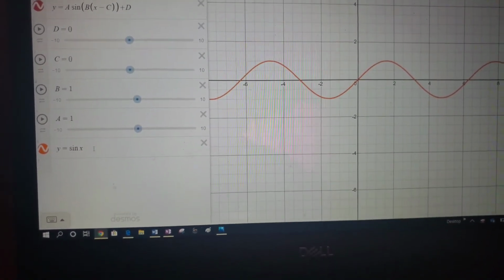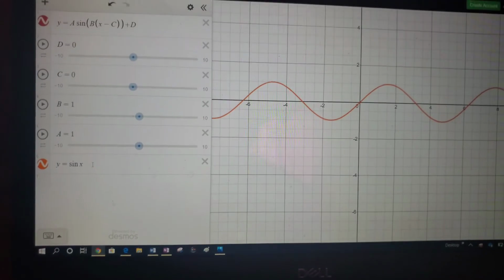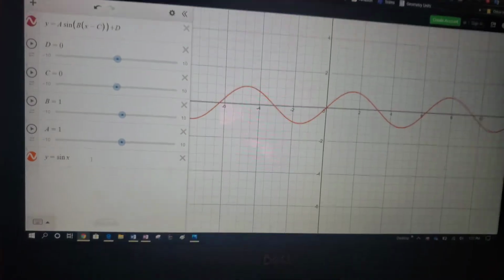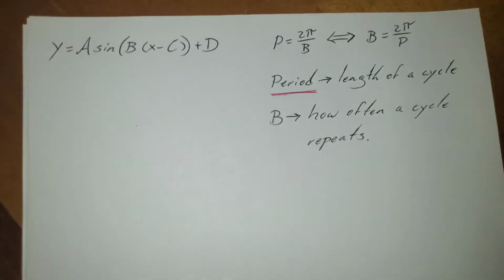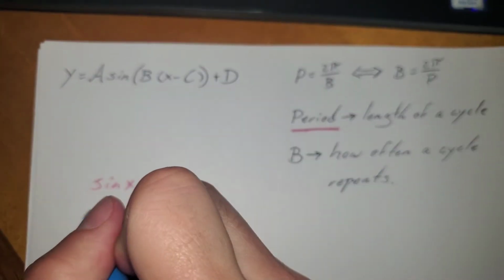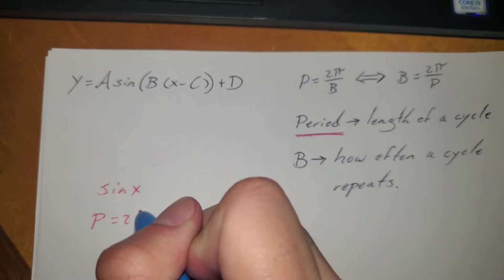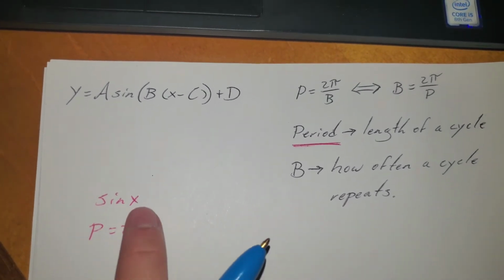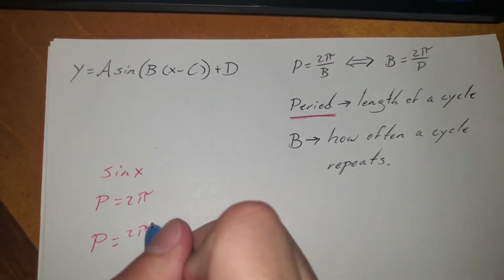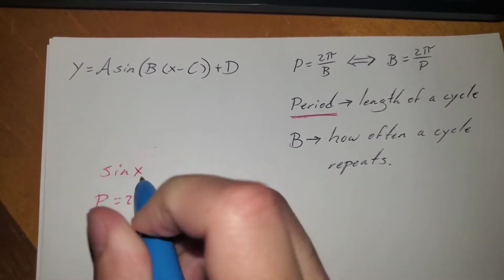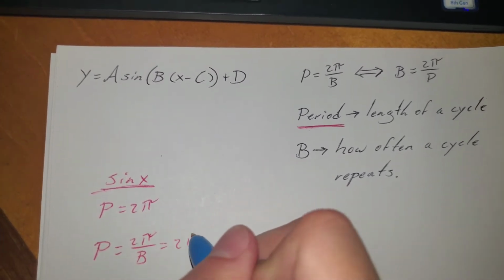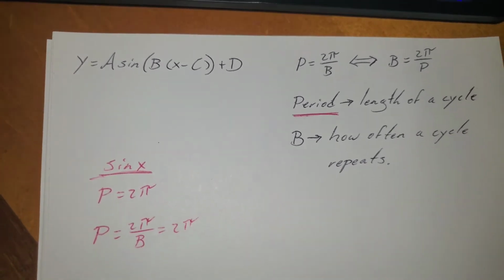Well, here's one more thing. The graph of sine of x has a period of 2 pi. Let's go back to our paper. The graph of sine of x has a period of 2 pi. If you see, B here is 1, and P equals 2 pi over B. But if B is 1, like in this case, then you get just 2 pi. So the period of sine of x is 2 pi.